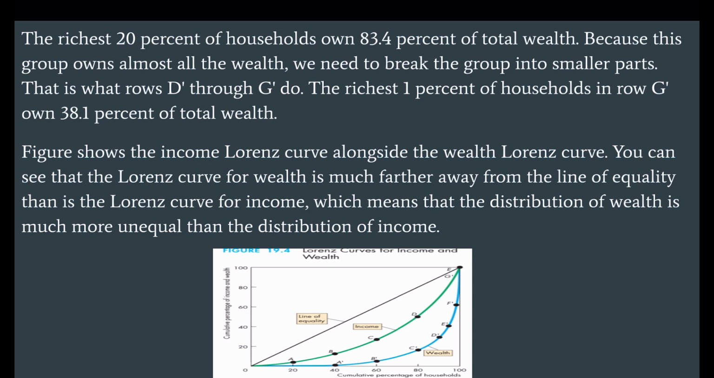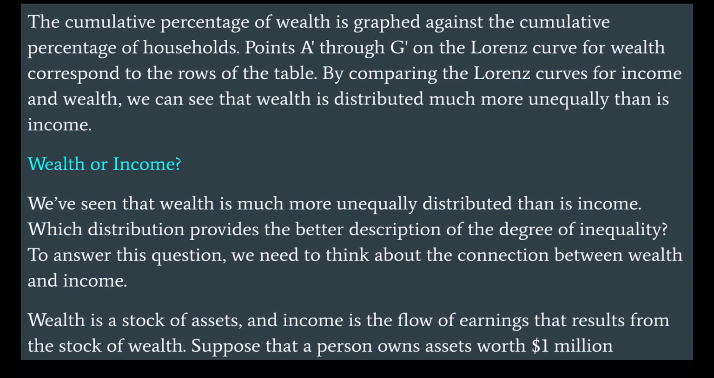The figure shows the income Lorenz curve alongside the wealth Lorenz curve. You can see that the Lorenz curve for wealth is much farther away from the line of equality than is the Lorenz curve for income, which means that the distribution of wealth is much more unequal than the distribution of income. The cumulative percentage of wealth is graphed against the cumulative percentage of households.